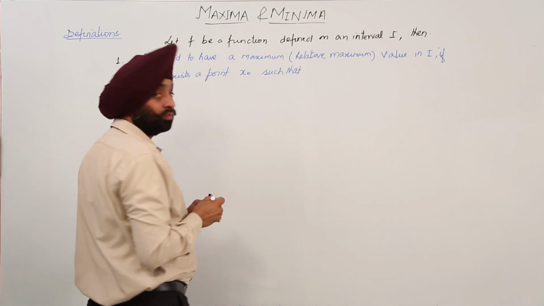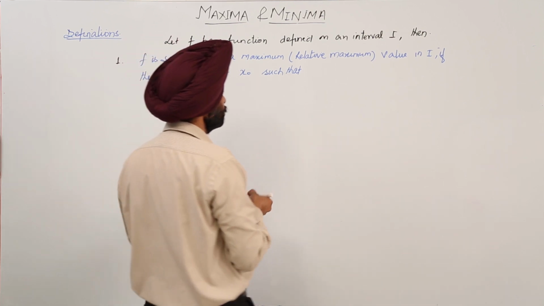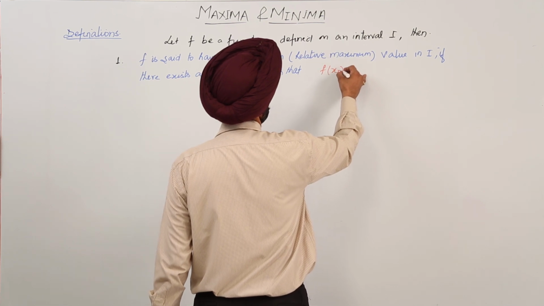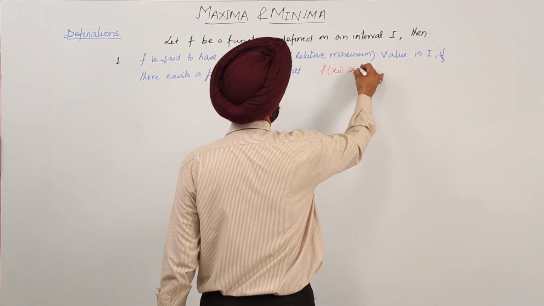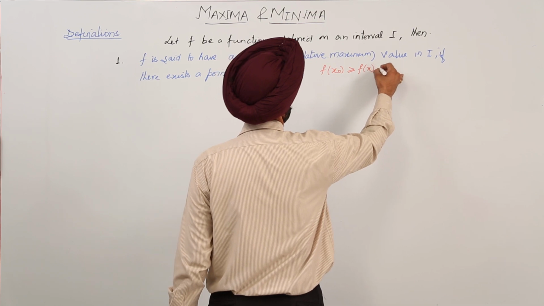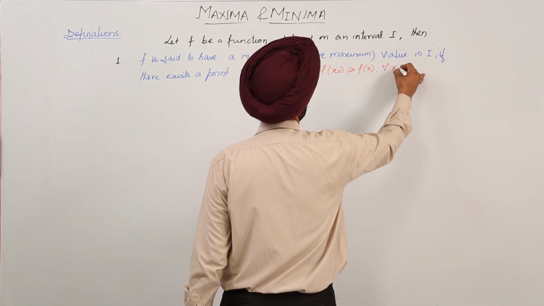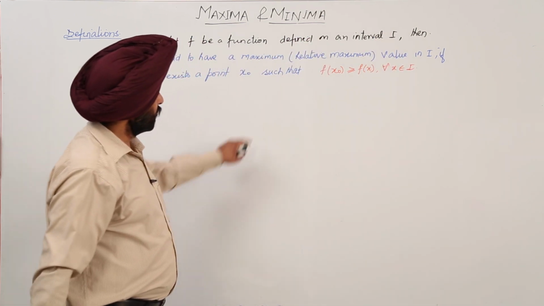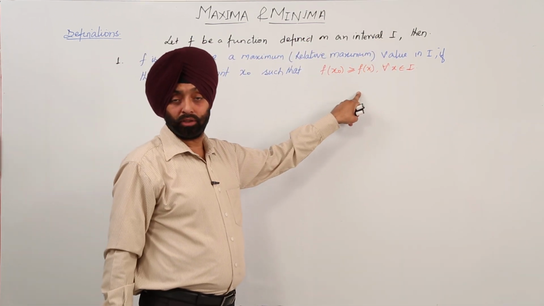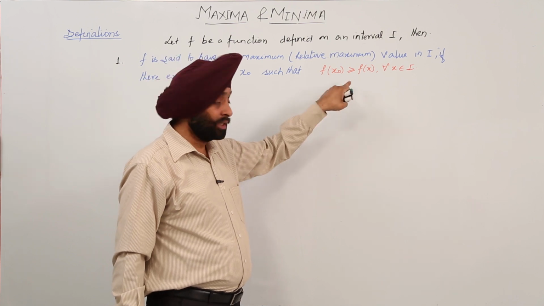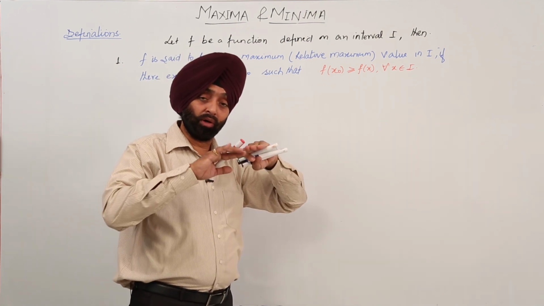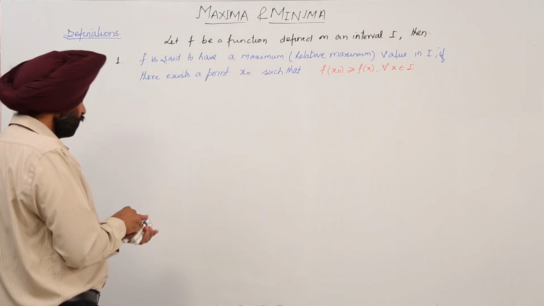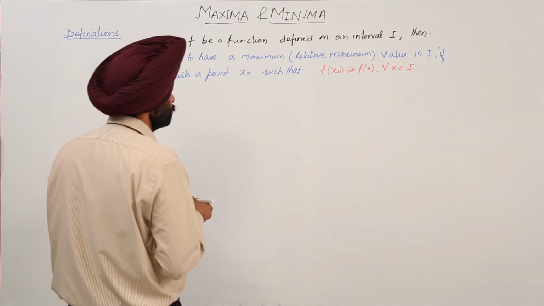Now what is the condition for the point? Such that f(x0) is greater than or equal to f(x) for all x belonging to I. This is the condition: f(x0) is greater than or equal to f(x). Okay, so we are going to draw this with the help of a graph and an equation. Now what do we get from this?